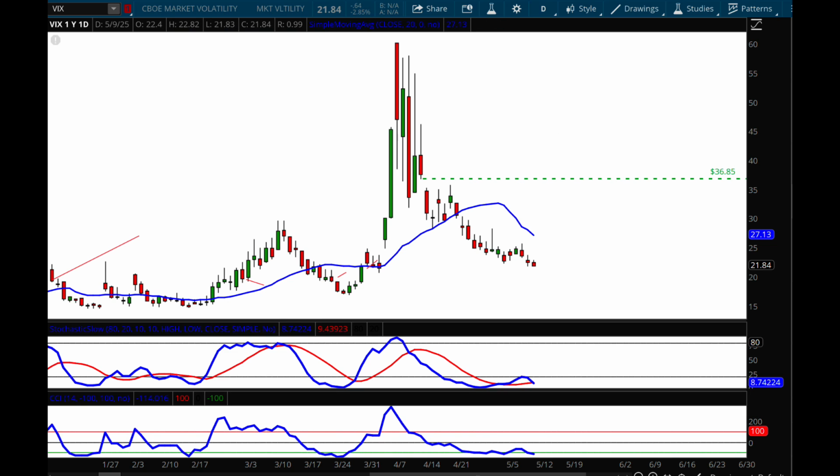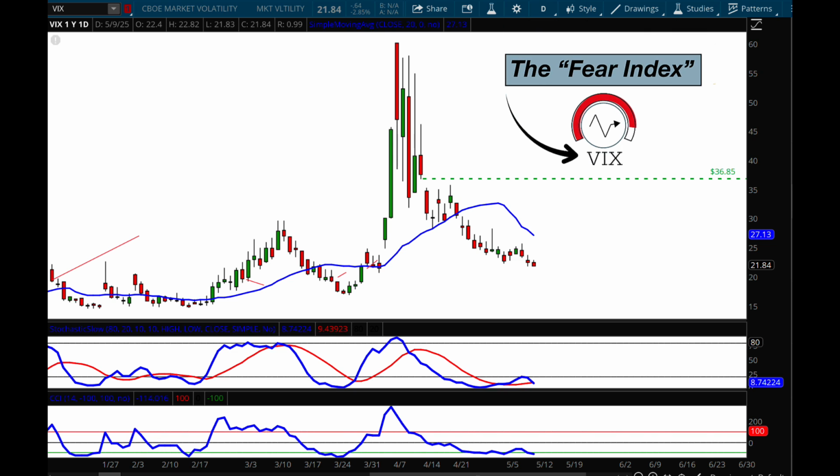The big question mark is when. Well, we never know when. We just know that gaps above the market on the VIX tend to fill more quickly than the ones on the downside. And the reason for that is that the volatility index is also known as the fear index, right? So it gauges the fear in the market.